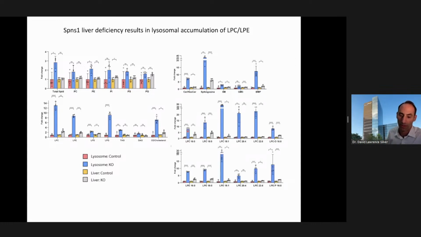So when we look then at the individual species comprising the LPC and LPE lipids, you can see these are the most elevated out of all lipids when we knock down SPNS1. So all of them are elevated, and in some cases you can even see these elevations just in total liver lysate, but they're highly enriched in lysosomes. Okay, so this is very consistent with the previous data that I showed you, that SPNS1 mediates efflux of LPCs.